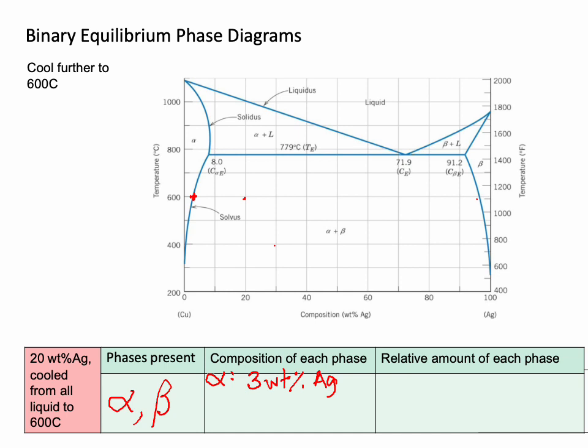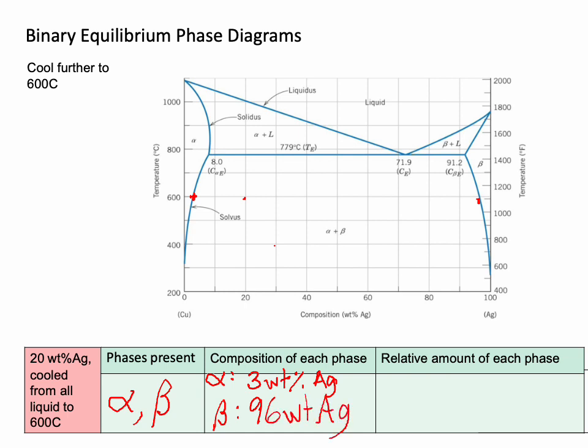And when I was at 600, I said that that was 90. Oh, we didn't have that before. We were over here. Okay, so my composition, I'm right here. I'm going to drop down. It's going to be 90. I'll call it 96. So beta has 96 weight percent silver in it.